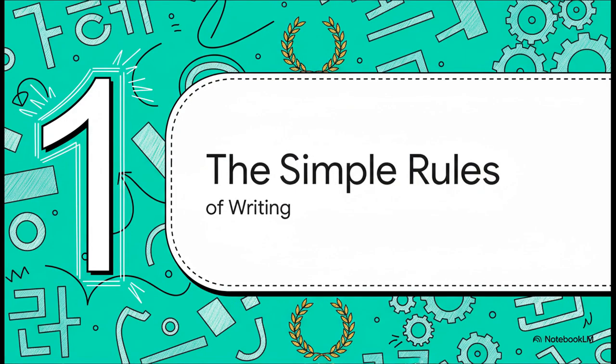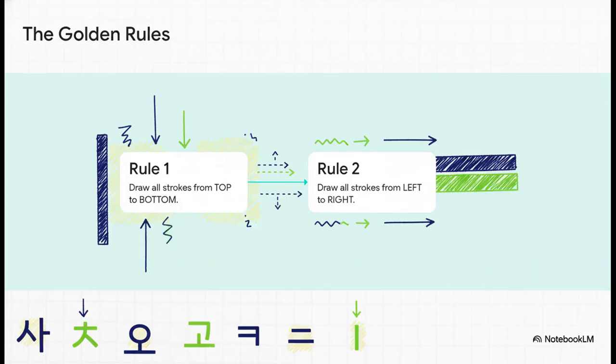Now, before we even get to a single letter, we need to know the 2 super simple rules of writing in Korean. Every single character in the entire alphabet follows these 2 principles. Once you get these down, everything else is just going to click into place. It really is this simple.